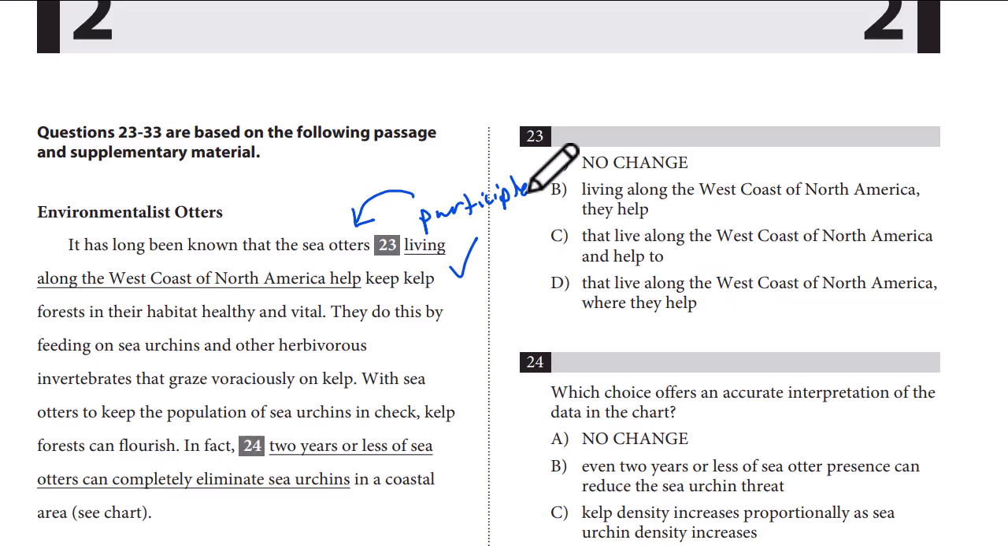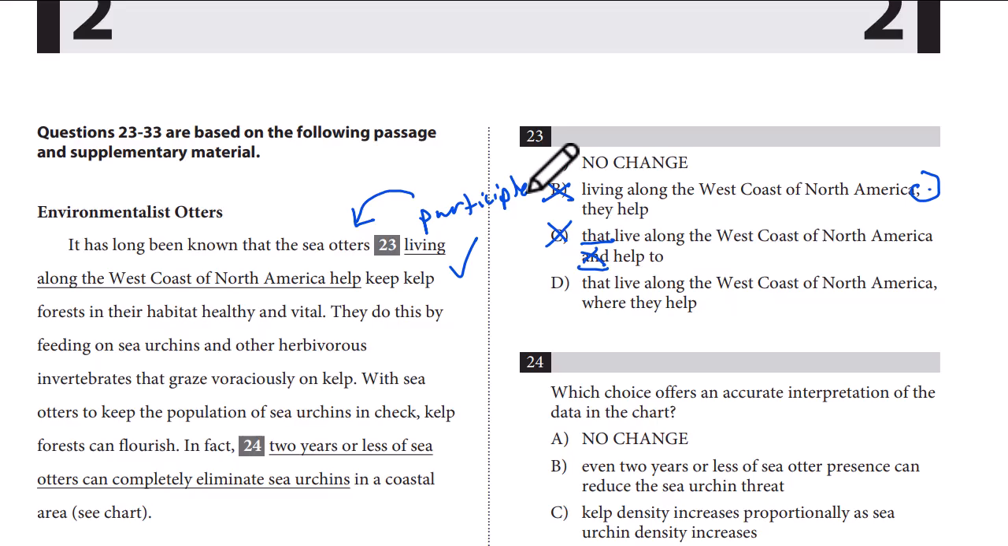It has long been known that the sea otters living along the west coast of North America, they help keep forests in their habitat healthy and vital. No, there would be no need for the comma there. That's not correct. I could say sea otters that live along the west coast, rather than the participle, but I wouldn't have the "and" part. They live along the west coast and help keep? No, I just say help keep. That would be appropriate and similar to the first answer choice. So C is going to be wrong.